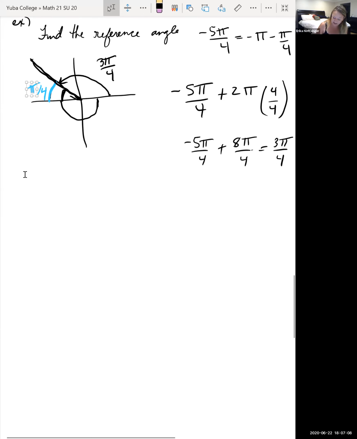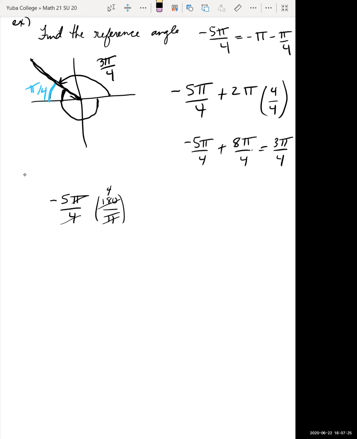So you're right, to convert it to degrees, I'm going to take my negative 5 pi fourths and multiply it by 180 over pi, like you said. Your pi's are going to cancel. You said 4 goes into 180, 45 degrees, but 5 times 45, I think you said you had 22, right? But something's off on that. 5 times 45 is 225. So this is negative 225 degrees.